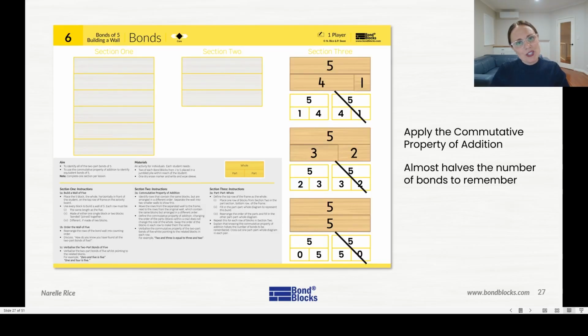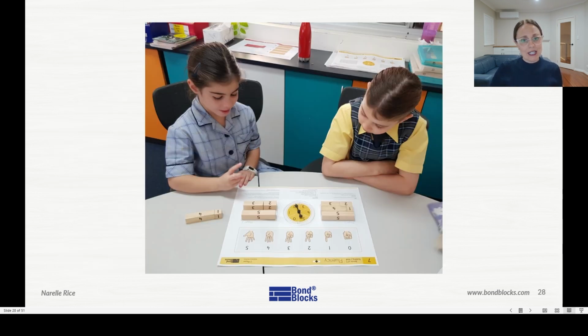So this yellow bonds of 5 chapter starts with the students building what we call a 2-part bond wall. Then they talk about the commutative property of addition and apply that to the bond. They then go through a series of fluency games, starting from concrete, going to representational and diagrammatic, and then ending up quite abstract. Right at the beginning of their fluency journey, at the concrete stage, they're taught to use subitized fingers, which is very different to counting by one.